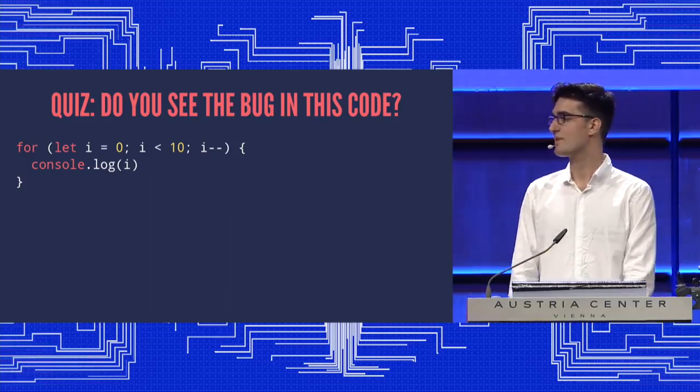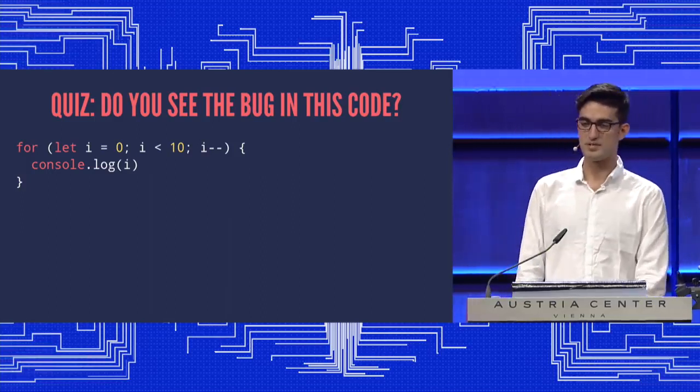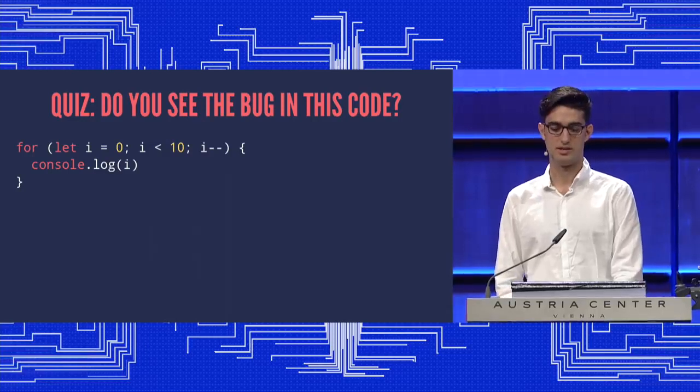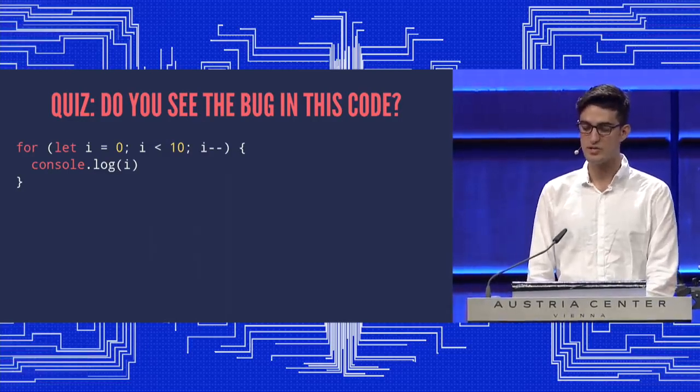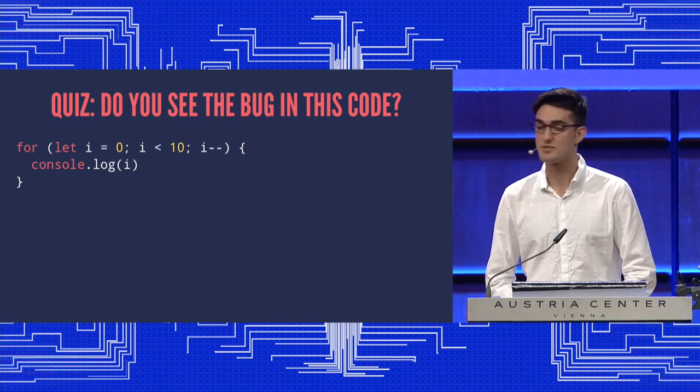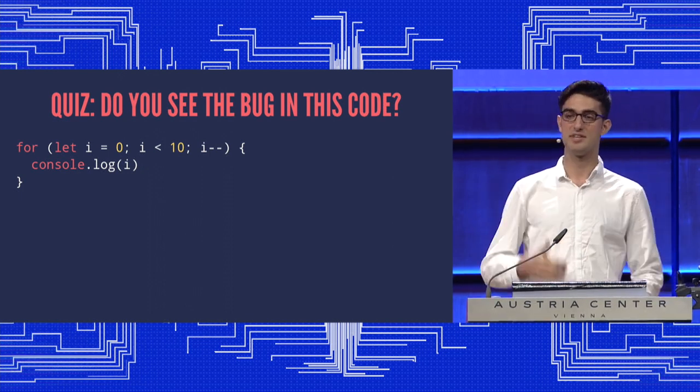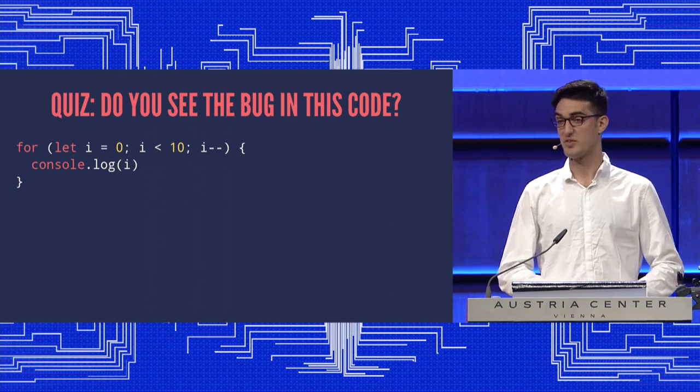So what's going on is the for loop is going in the wrong direction. So I is being decremented with each iteration of the loop, but the loop only stops when we get up to the number 10. So it's going to actually go forever. This is an infinite loop.